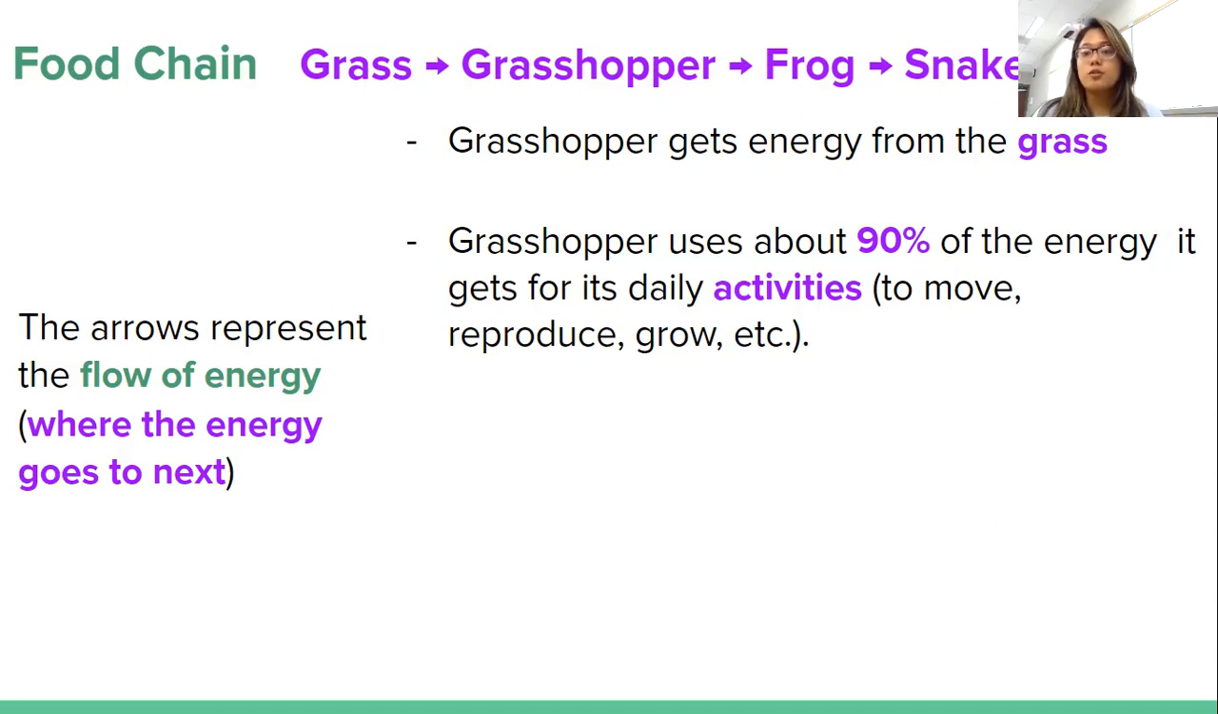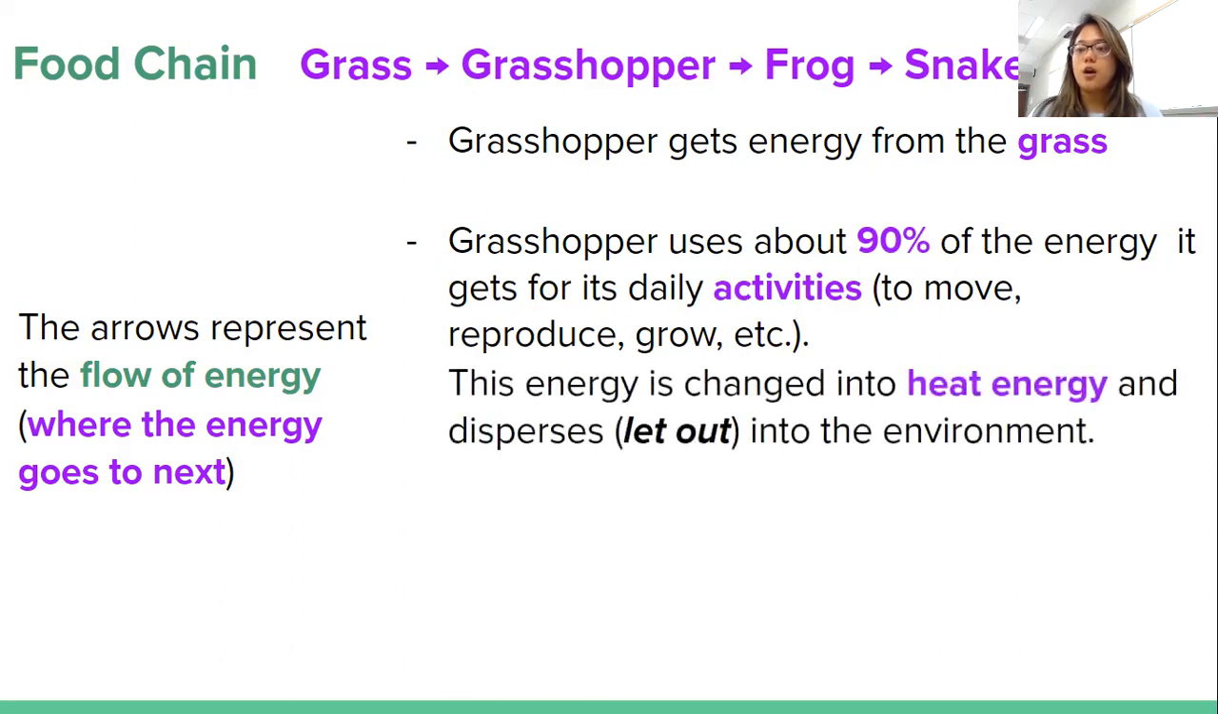Well, before we do that, that 90%, when we use that energy that's in our bodies, we actually change it to heat energy and then we let it out of our bodies. Okay, so this is not just for the grasshopper, this is for all organisms, whether it's a producer or consumer. When organisms use up the energy for their daily activities, they change it to heat and the heat energy disperses, it's let out. Well, what happens to the rest of the energy?